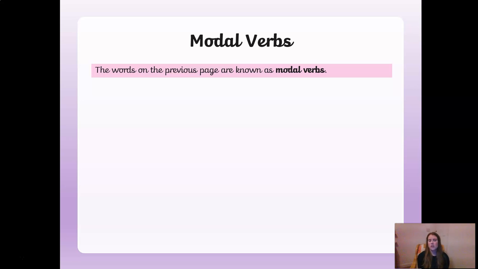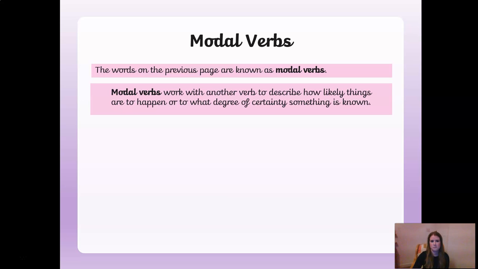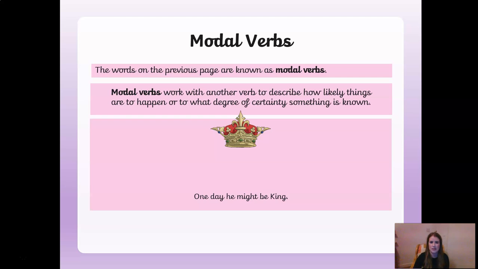Okay, so the words that you looked at on the previous page are what we call modal verbs. Modal verbs work with another verb to describe the likelihood of something happening and the degree of certainty that something is known. So we talk about whether something is going to happen, isn't going to happen, might happen, and we look at the certainty of whether that's going to be the case.